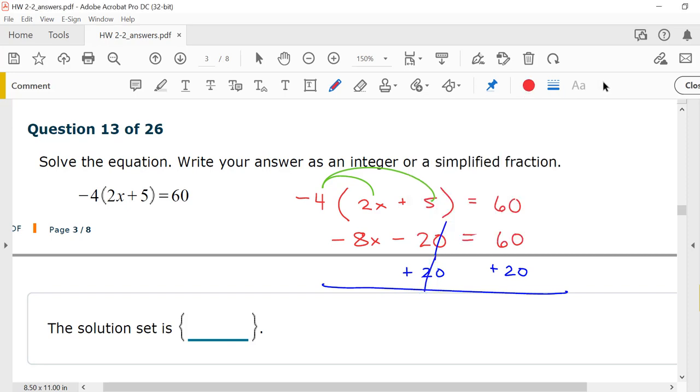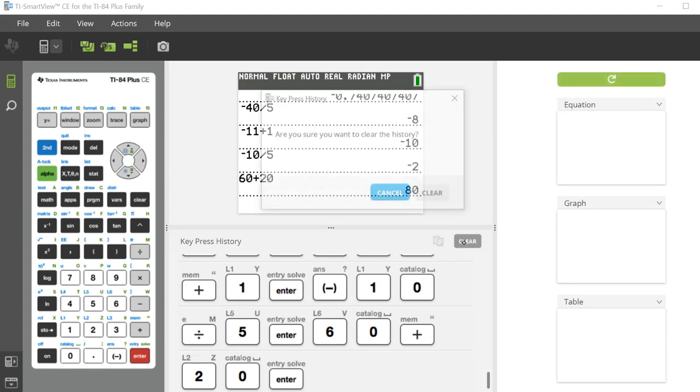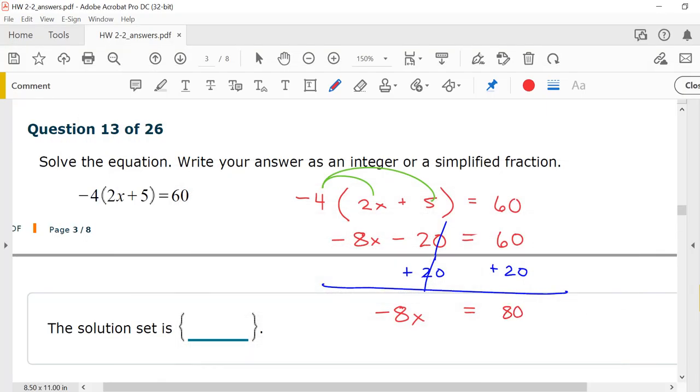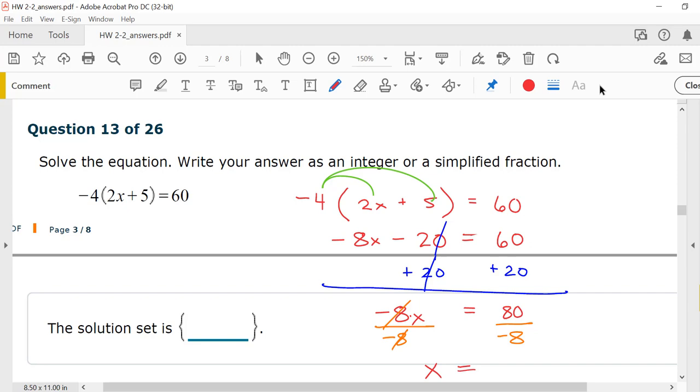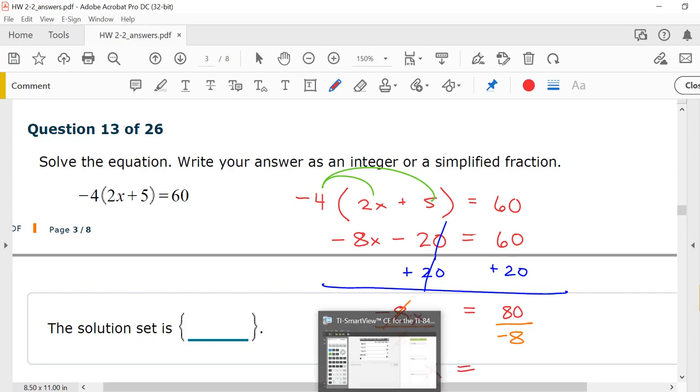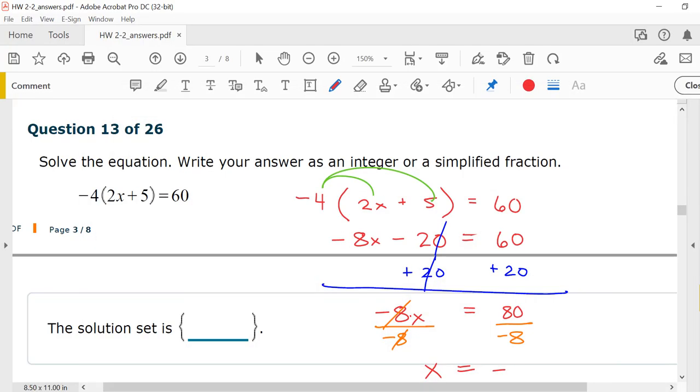Negative 8x plus 0 is negative 8x equals 60 plus 20, which is 80. Negative 8 times x equals 80. Dividing both sides by negative 8. Negative 8 divided by negative 8 is 1. 1 times x is just x. 80 divided by negative 8 is negative 10. The solution set is x equals negative 10.